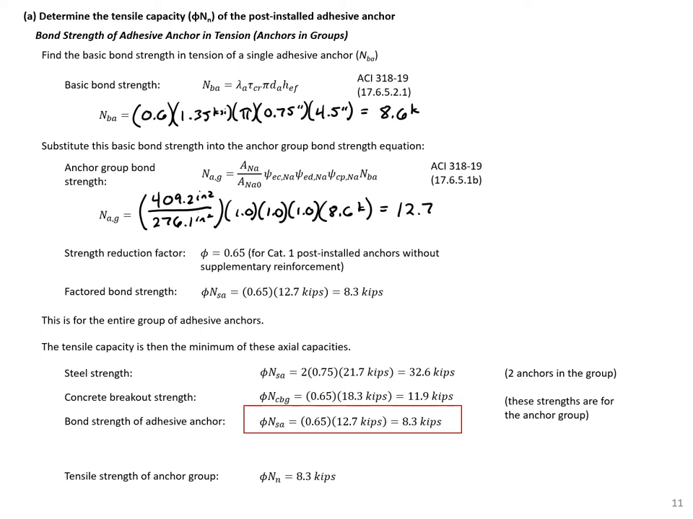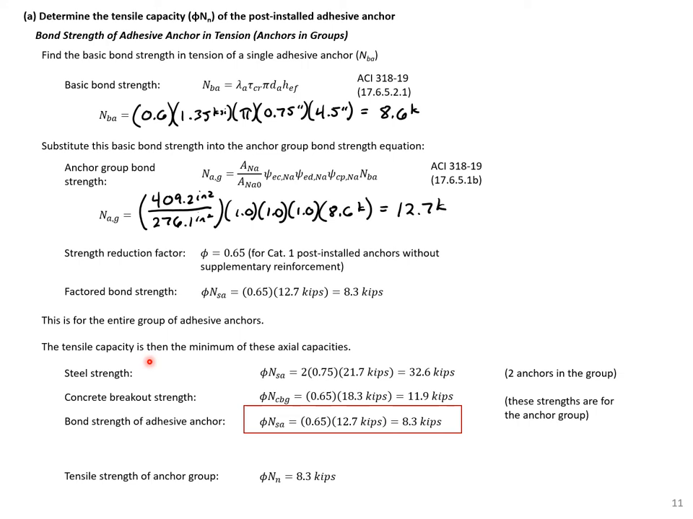We can include our strength reduction factor then, which is 0.65 for these category 1 post-installed anchors without supplemental reinforcement. And we can find our factored bond strength for the group equal to 0.65 times 12.7, which will give us 8.3 kips. The tensile strength of the connection then is going to be the minimum of these three.